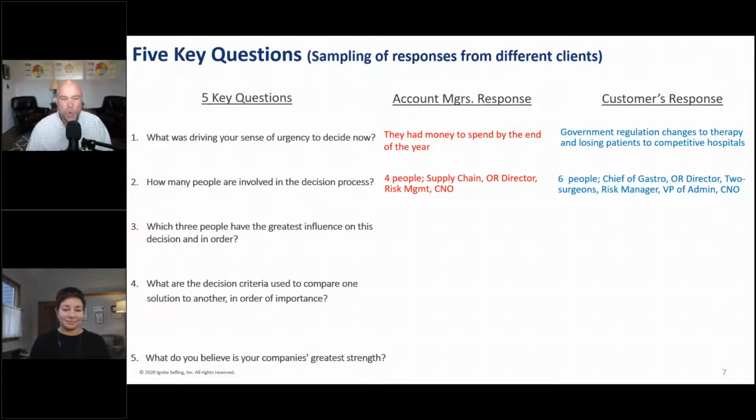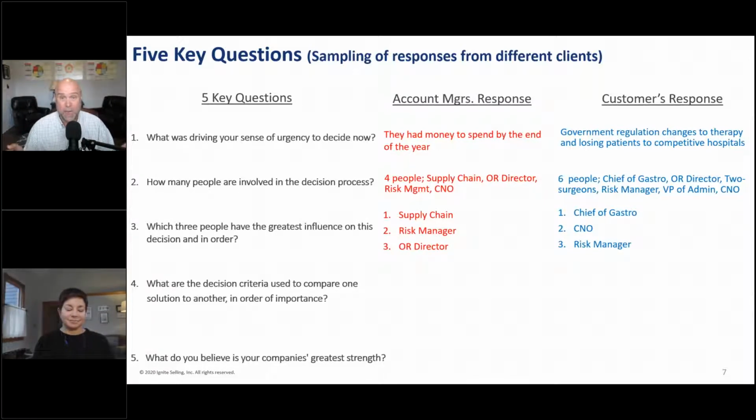Let's look at the third question. Which 3 people have the greatest influence on the decision, and in order of influence? The sales representative said supply chain had the most influence, followed by risk manager and OR director. The same customer we asked the question says the top 3 people are chief of gastro, chief nursing officer, and risk manager. So really, there's only alignment on one person, risk manager. What about the other 2 influencers? Well, when we unpack that a little bit, we found out the sales representative knows who these influencers are, but they underestimated the importance of their role in the decision.